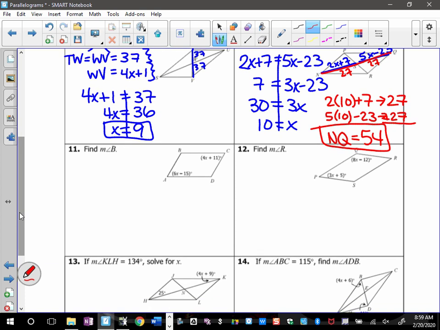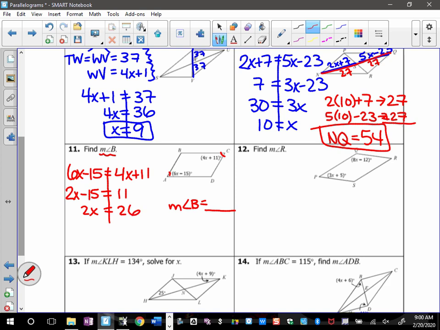Couple more here. 11, they want angle B, so I'm going to go ahead and write that over here because I will probably forget. They gave me A and C, so I know opposite angles are congruent, so I can solve that. Subtract 4x, you'll have 2x minus 15 equals 11. Add 15, you'll have 2x equals 26, so x is 13. Okay, but remember, our goal is angle B.